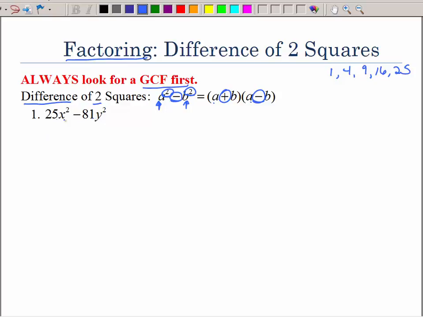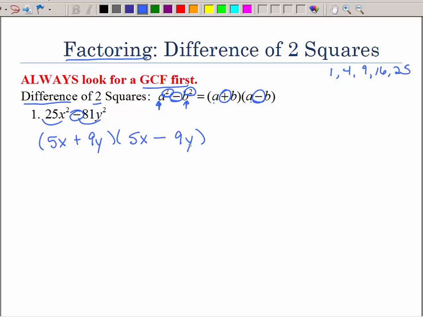I don't see any GCF, but I do recognize it as two perfect squares with a minus sign between it. That's very key. You have to have that minus sign. So I know I'm going to put two parentheses. I'm going to put one plus and one minus. And then I'm going to ask myself, what times the same thing is 25x squared? And of course, that's 5x times 5x. And then we want to ask ourselves, what times the same thing is 81y squared? And of course, that's 9y times 9y.